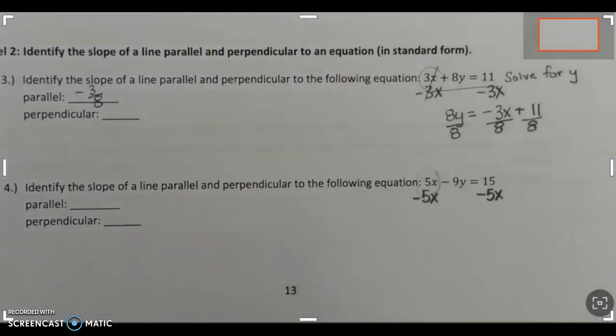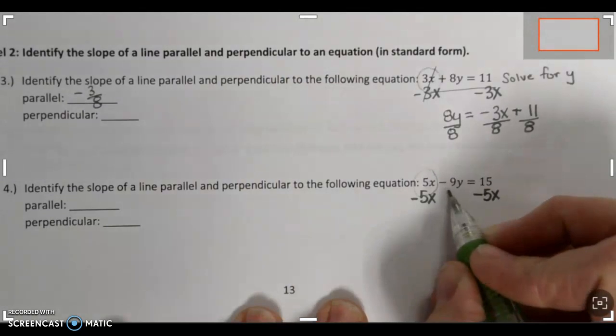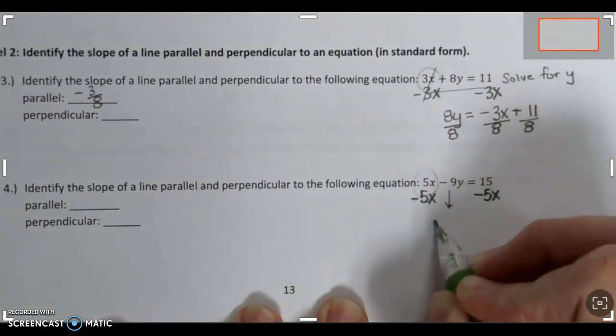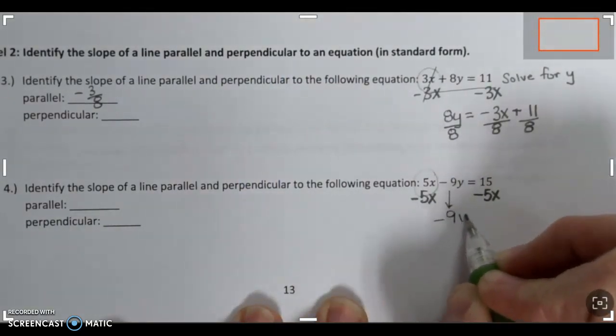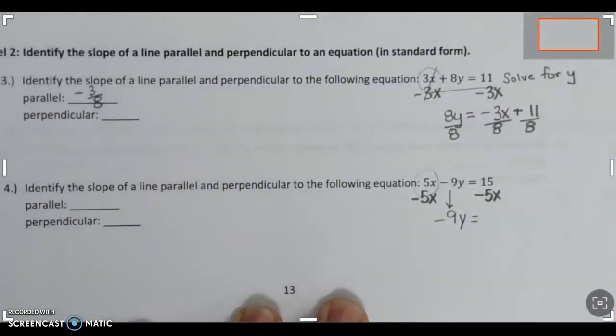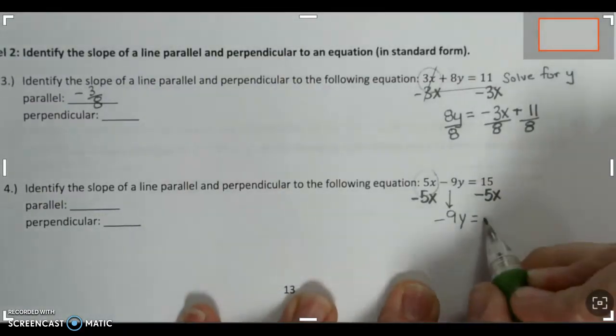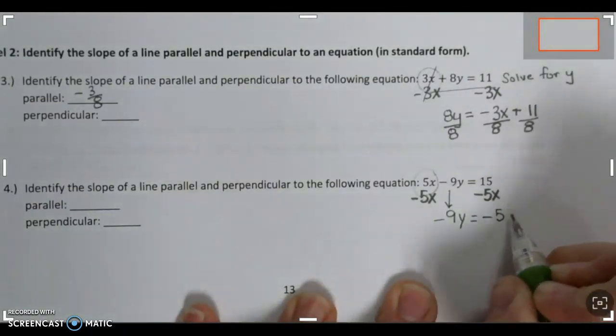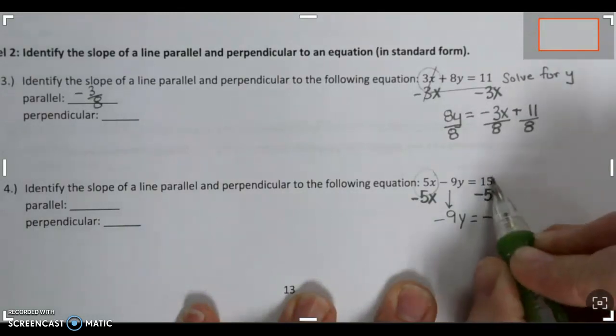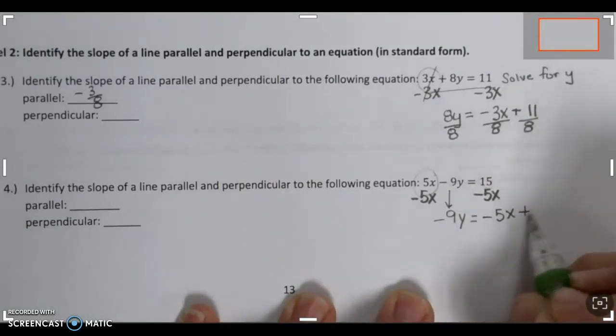So take your time. This -9, this -9, that negative sign has to come down with it. And if you forget it, it's going to change your answer. And if you change your answer, it's not right, and we won't get credit for it. So just take your time when you're solving. So I have a -5x, and that 15 is positive, so that's why I'm going to put the plus.